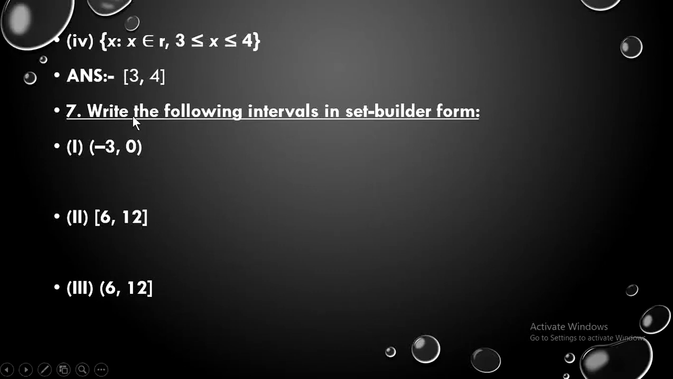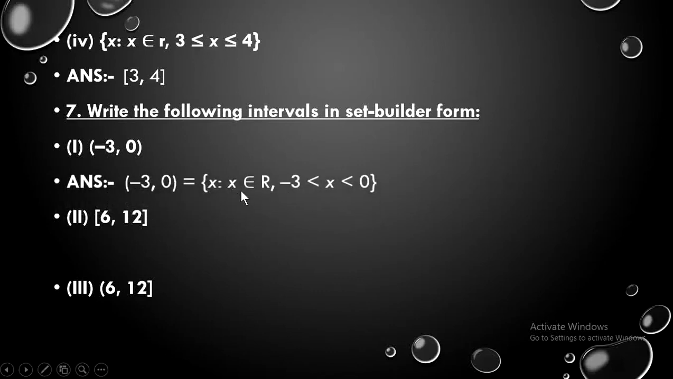Right, now next we'll go to the 7th question, where they have given us the intervals and we need to make the set builder form, like the previous one, just a reverse kind of thing. The first one consists of -3, 0. Now you can see both sides have normal brackets, which means it is an open interval, and there will be no equal to symbol.